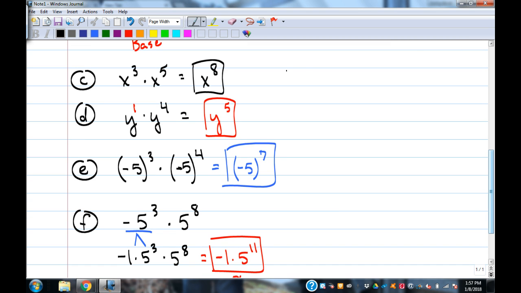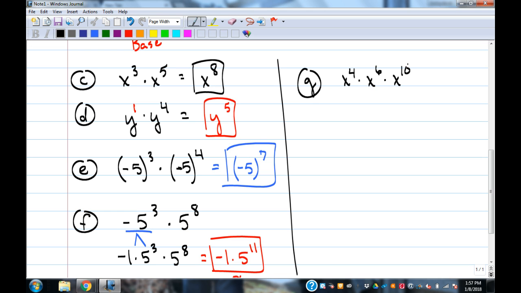Let's go back up here. G, x to the 4th, x to the 6th, x to the 10th. There's 3 of them there. Is the rule still the same? Yes. We're still multiplying them all together. They all still have what is the base? X. So we're adding 6, 4, and 10 together. X to the 20th. And that's it.